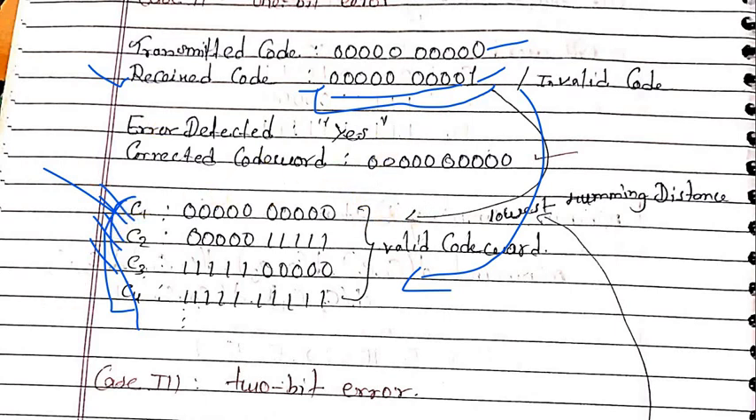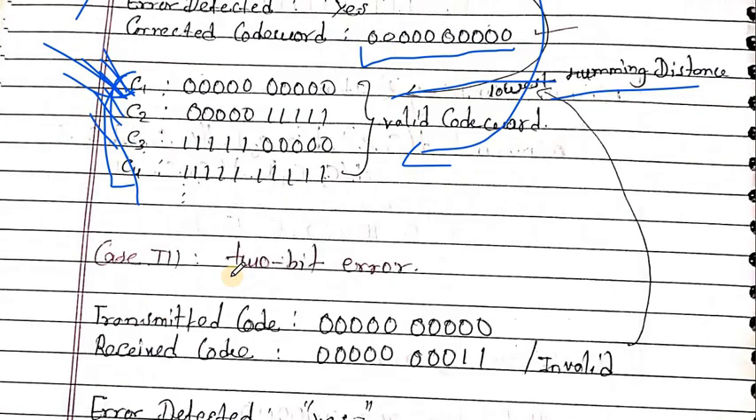So the receiver will replace the received word with C1. After finding the lowest Hamming distance, the receiver replaces the received code word with that valid code word. So the corrected code word will be C1.